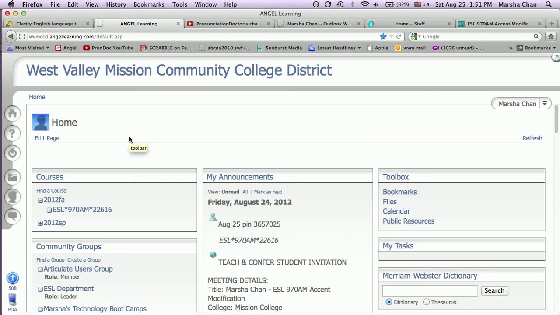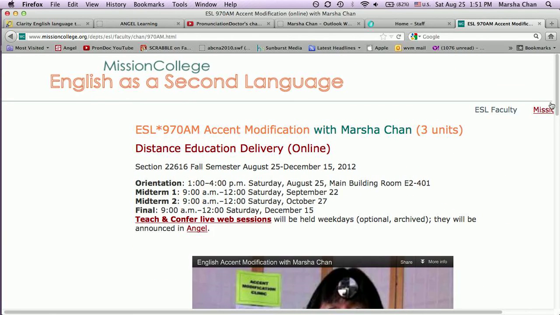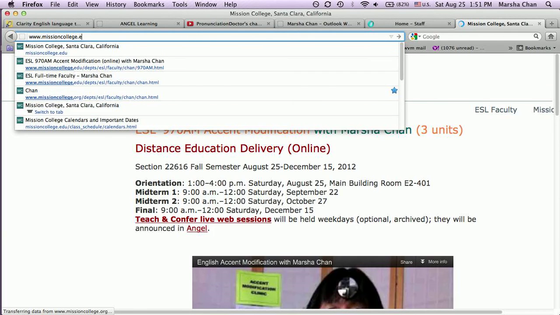What I want to do now is show you how to use Angel Learning. If this is new to you, pay close attention. If this is not new to you, maybe you'll be so kind as to go over to somebody who is new and show them a few tricks. The simple way is to start with Mission College. Suppose you're at Mission College, and maybe that's the place you have already bookmarked on your computer. You can go to missioncollege.edu or missioncollege.org. Both of them will take you to the same place.